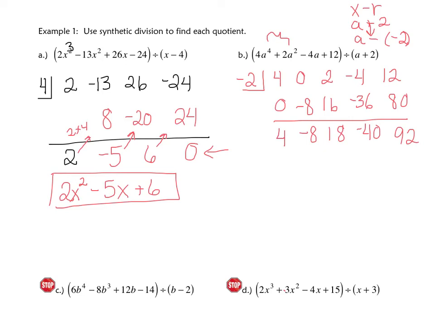So final answer, for a, we started with an a to the 4th. We go down by 1 power, so it's going to be 4a to the 3rd minus 8a squared plus 18a minus 40. And now our remainder, we write the same way as we would with long division. It's plus 92 over the divisor, a plus 2.